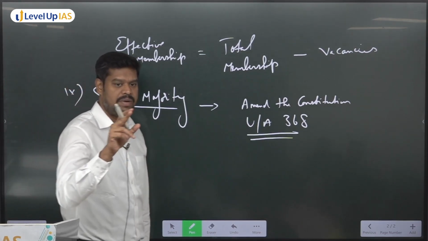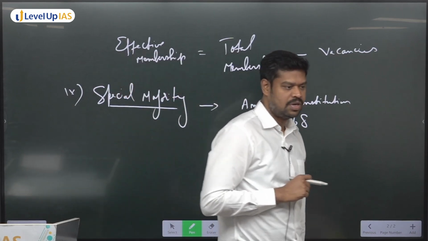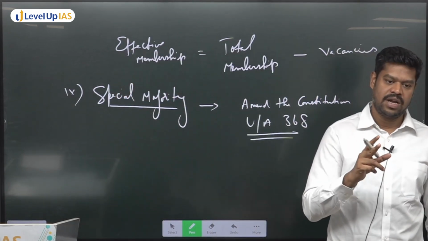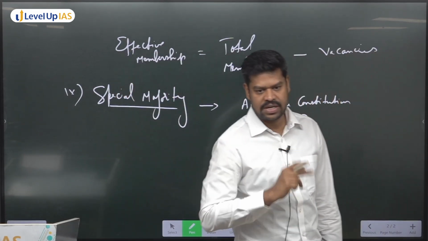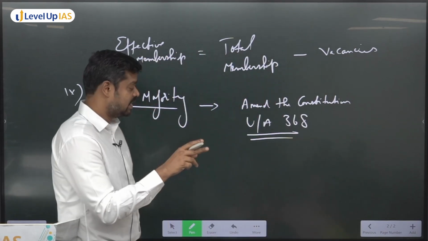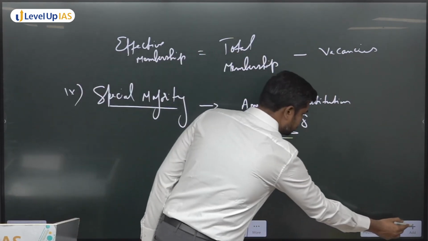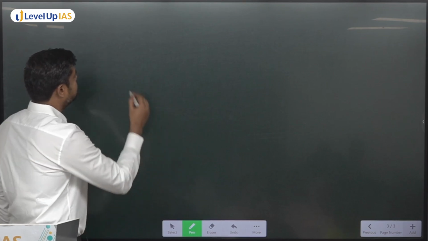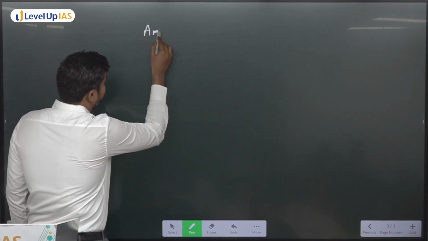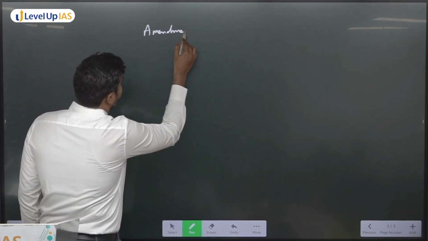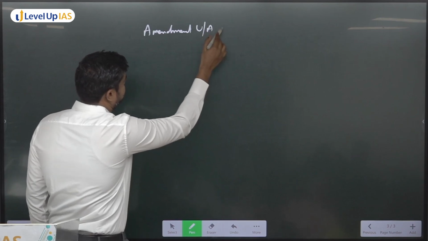So when you have to amend the constitution under Article 368, before I discuss the special majority, there are two types of amendments under Article 368. First let us understand the two types of amendments, then I will discuss what special majority is required for this. So, amendment under Article 368.